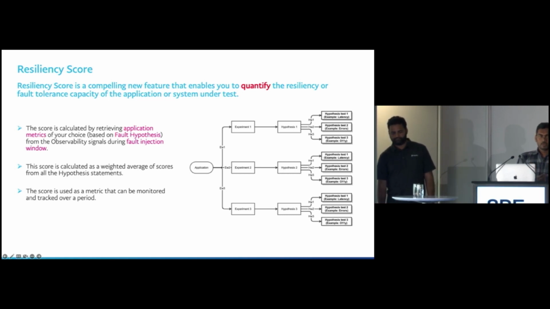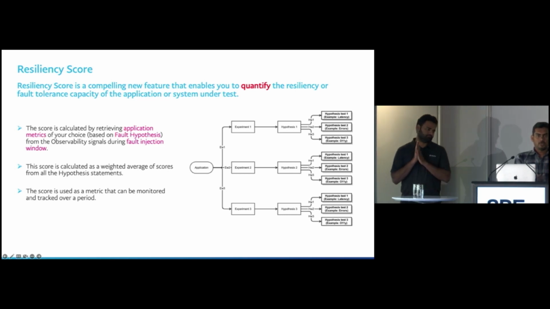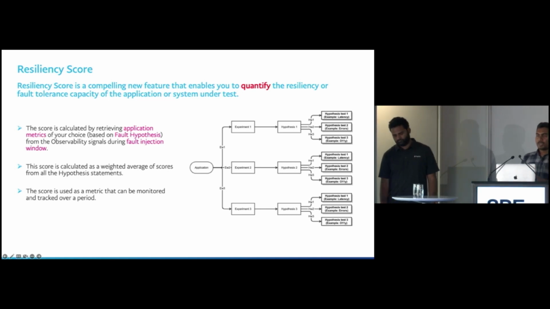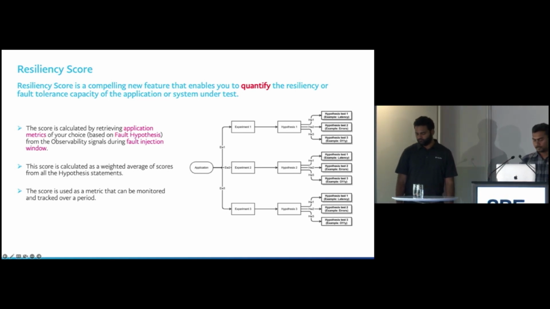Now, give a score to that. We'll get to how we give that score. And we can also have a way to give weights to these hypothesis statements depending on how important that statement is. With that, we'll be able to take a weighted average of these scores to get the resiliency score of an experiment. And then we can do the same at the application layer as well, and have that metric over a period of time to track how the resiliency of your system is varying over time.